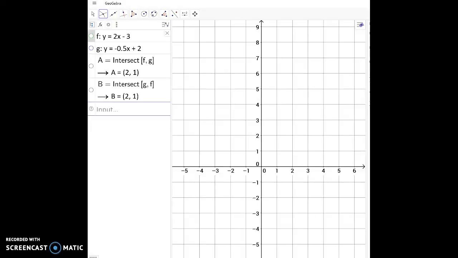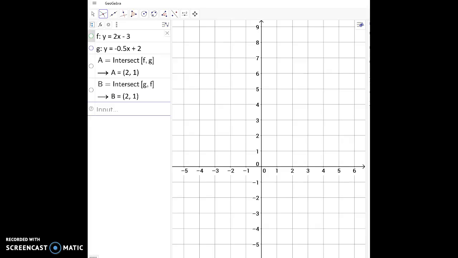Okay guys, I'm going to show you how to do intersection of two straight lines on a graph. So the first thing we're going to do is have a look at our two lines. Now you'll see there on the left I've got y equals 2x minus 3 and I've got y equals minus a half x plus 2. Let's graph those. Let's do the first one, y equals 2x minus 3.